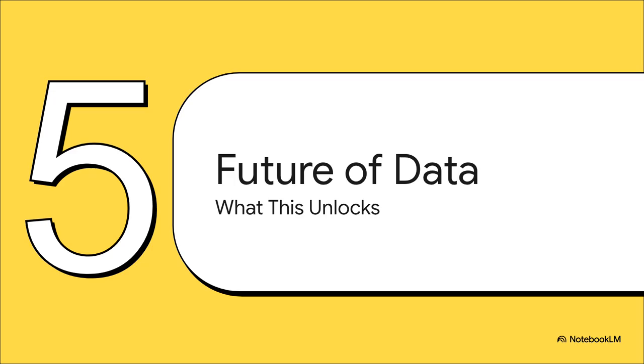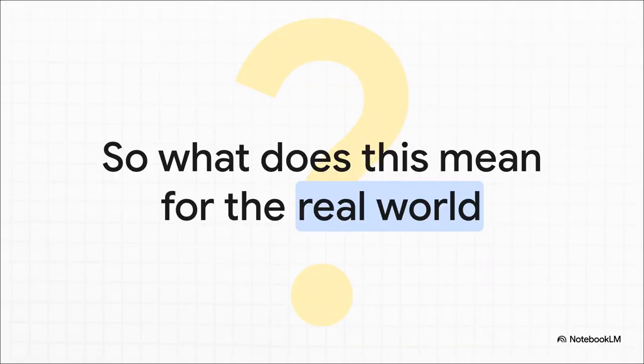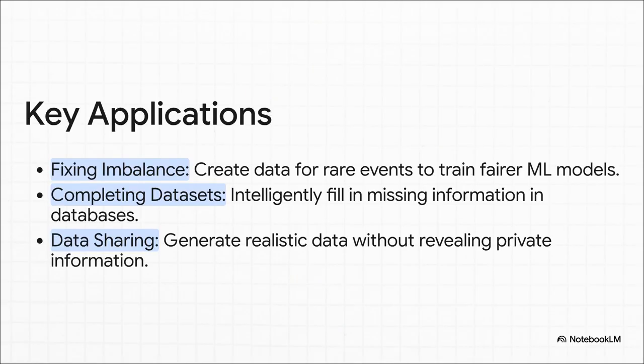So, what does that actually let us do? I mean, what does this actually mean for the real world? What changes when you can create almost any data you need on command? Well, the paper points to a few game-changing applications. First up, fixing imbalance in your data.